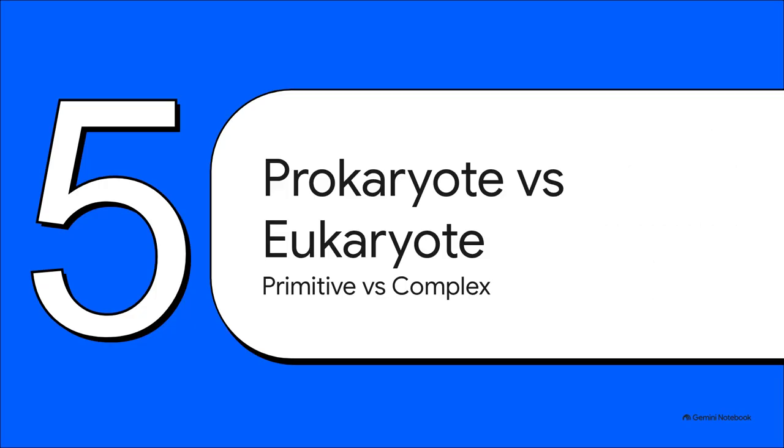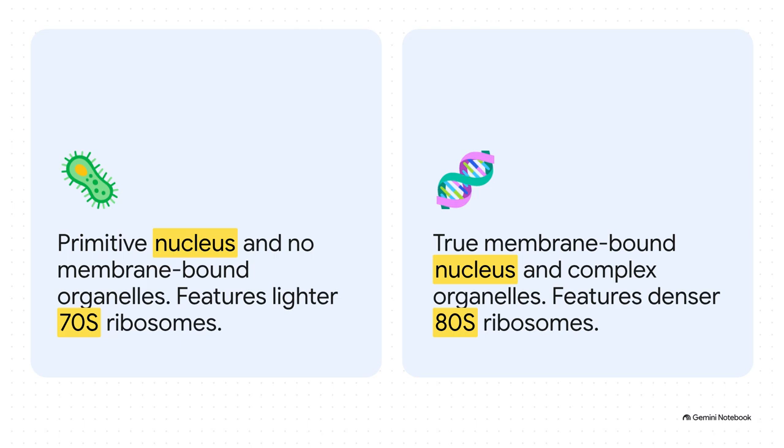Let's jump to section 5, prokaryote versus eukaryote. Let's step back for a second and look at the deepest duality in all of biology, the divide between the primitive and the complex, the prokaryote and the eukaryote. The names themselves actually give away the secret. Pro means primitive and eu means true. Karyon means nucleus, so a prokaryote has a primitive, naked nucleus with no protective membrane and absolutely zero membrane-bound organelles inside. It's kind of like a minimalist open-concept apartment.